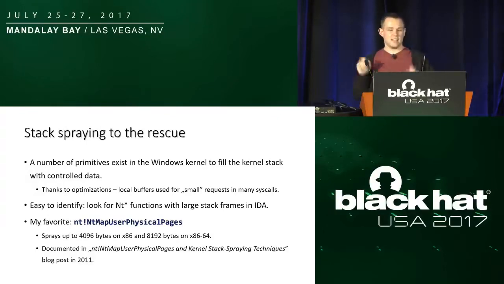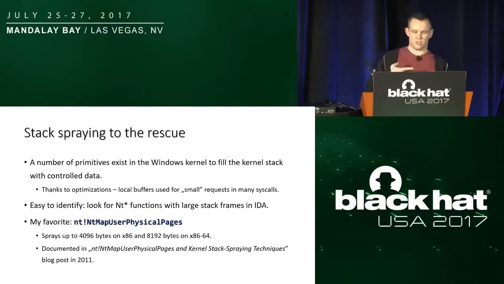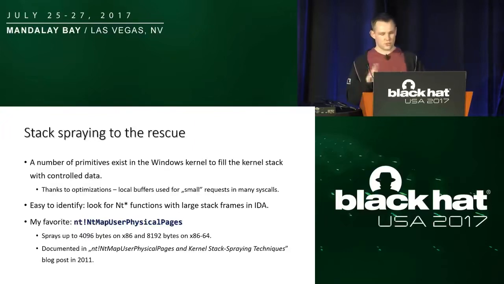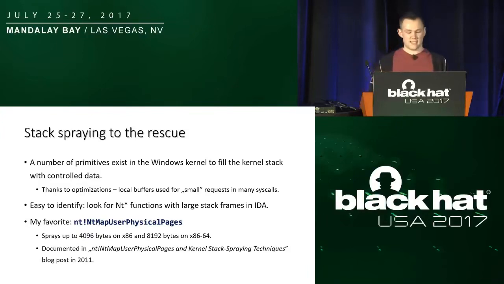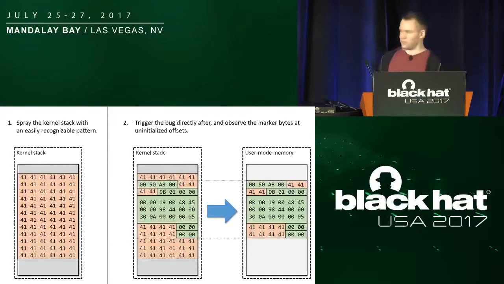This is a technique that allows us to spray the kernel stack with some controlled memory. And it works thanks to the fact that Windows uses the optimization of using local buffers for small requests. Some of the system calls actually have very large buffers for storing optimized local data. So we have this system call called NtMapUserPhysicalPages, which allows us to put 4 or 8 kilobytes of controlled data on the stack. So it's very convenient.